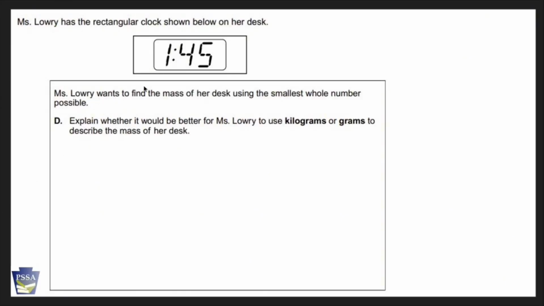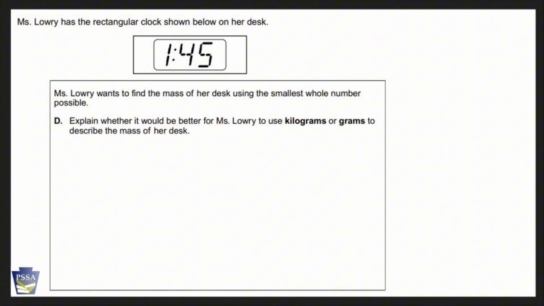Miss Lowry wants to find the mass of her desk using the smallest whole number possible. Explain whether it would be better for Miss Lowry to use kilograms or grams to describe the mass of her desk. All right, grams are very, very small things. Like if you sprinkle a little bit of salt, or if you drink a soda, the package says there's like 50 grams of sugar in it. It's a very small amount.